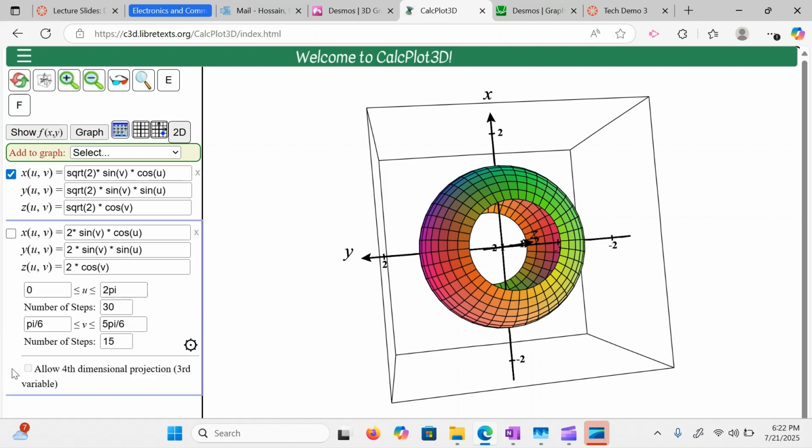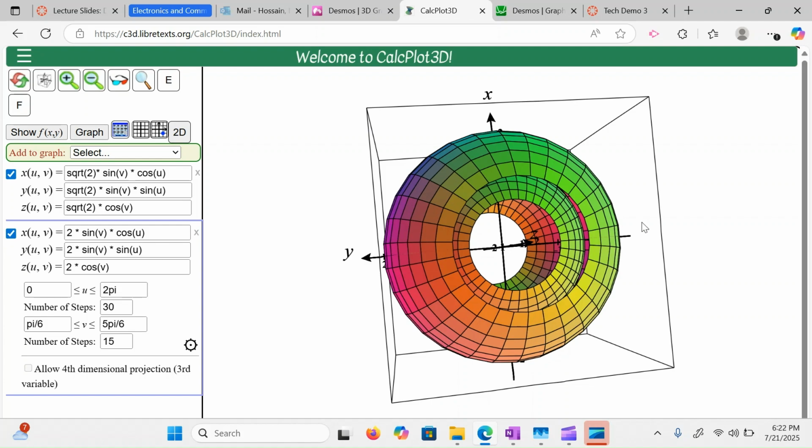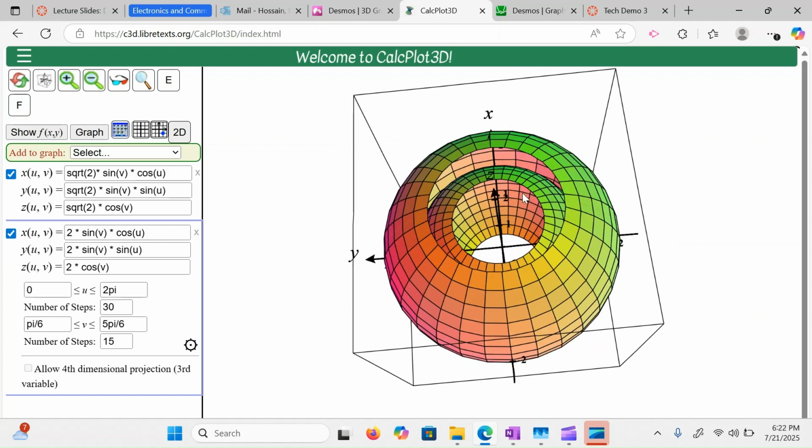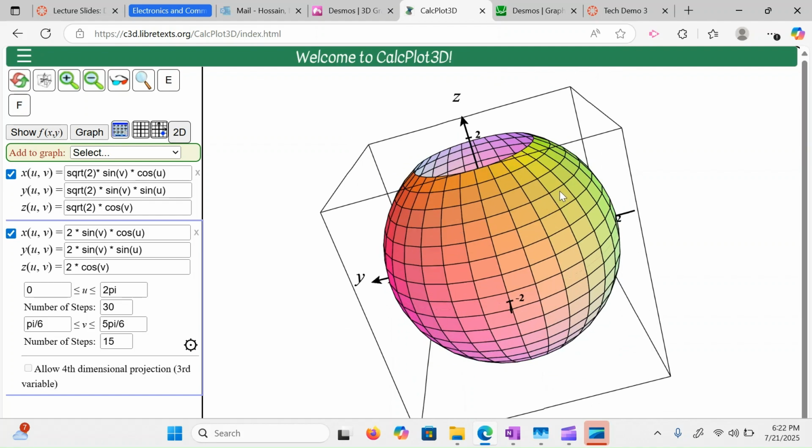And here we have the same bounds, but instead of square root of 2, we have the other sphere being 2, since rho is the radius. So I will go ahead and put this in, so you can see that the outer sphere also has a cylindrical hollow.